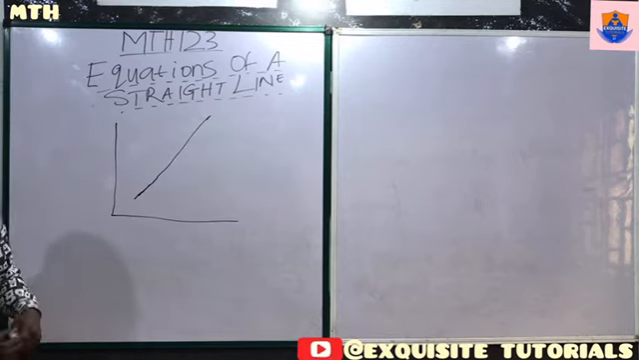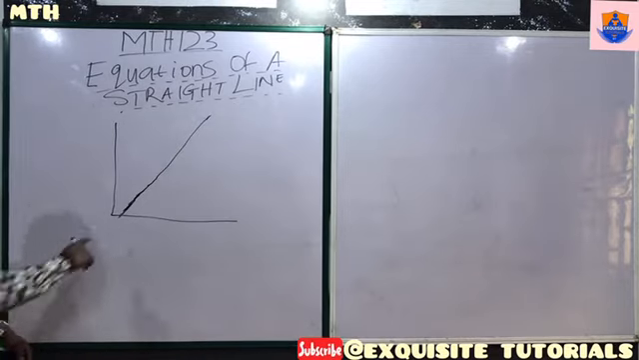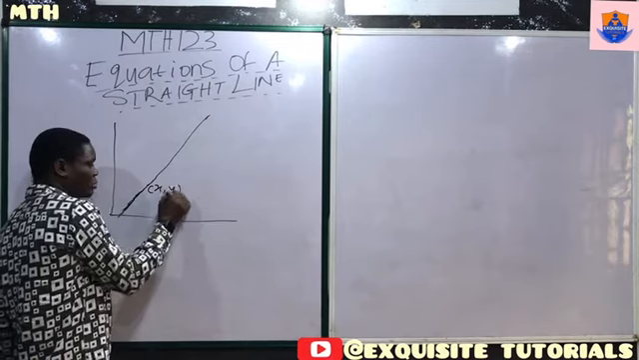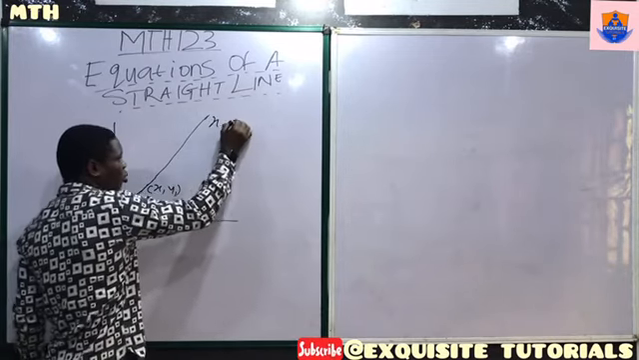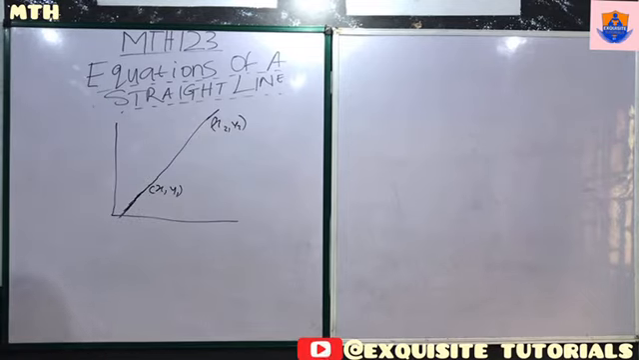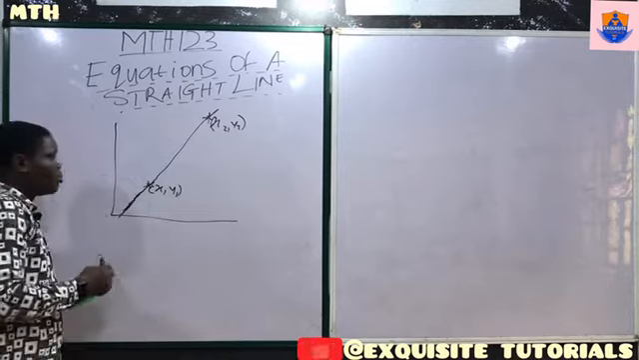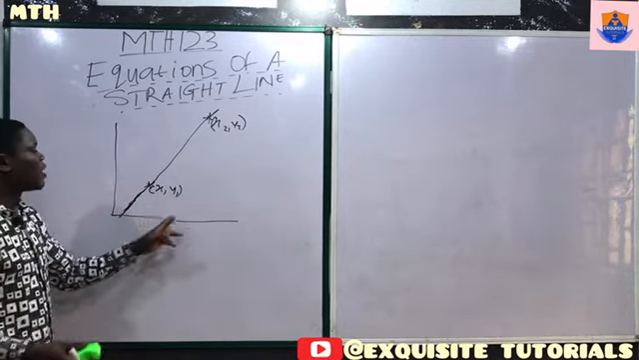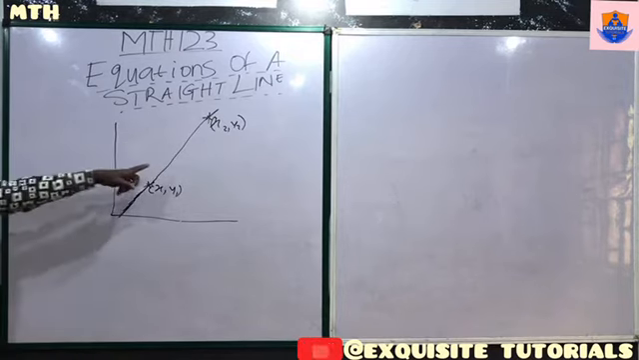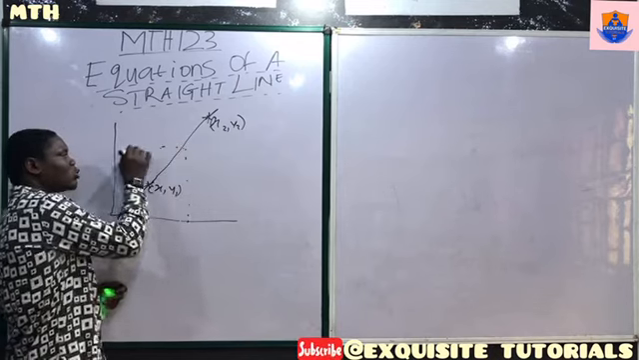There's something we call the gradient of a straight line. Now this is a straight line passing through these points, x1, y1 and x2, y2. Because this is a straight line, for every x I put here, there is a corresponding y on this line.